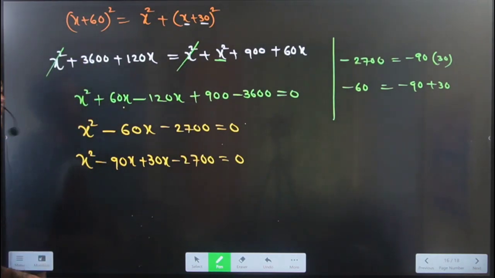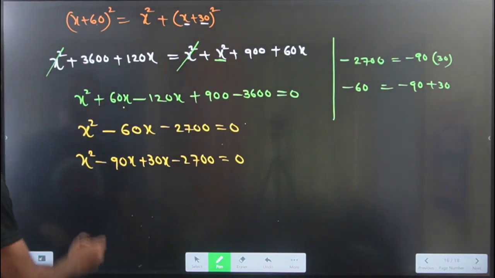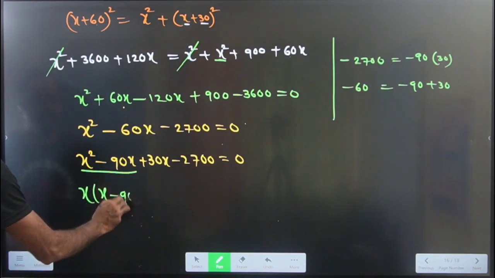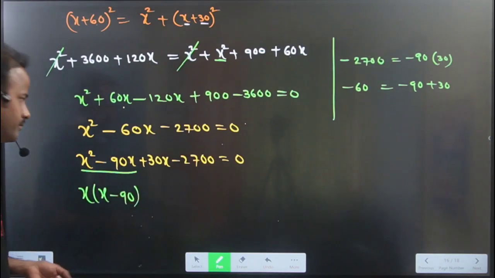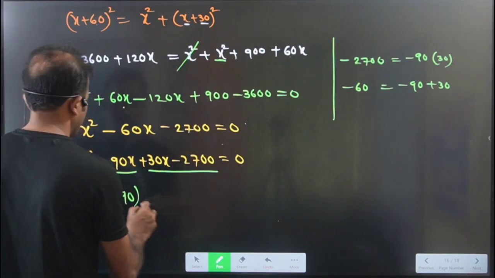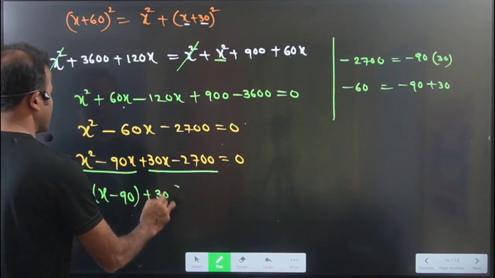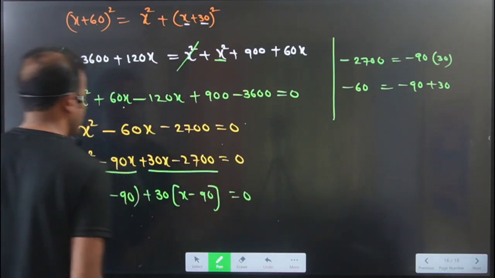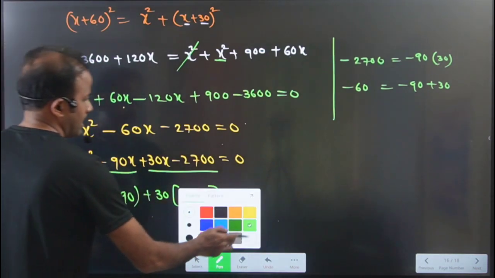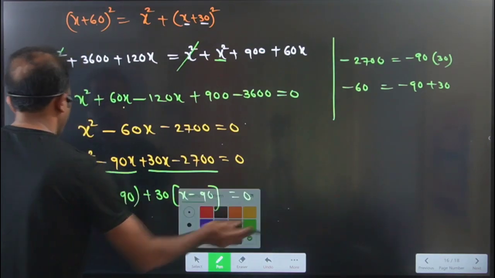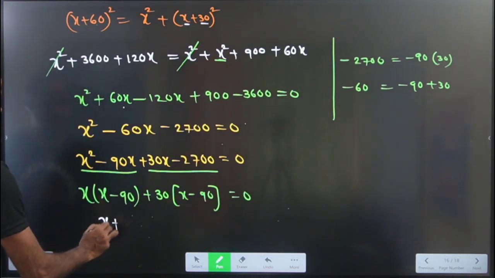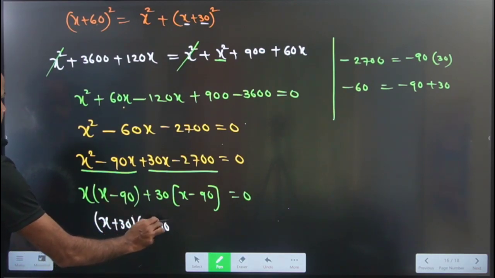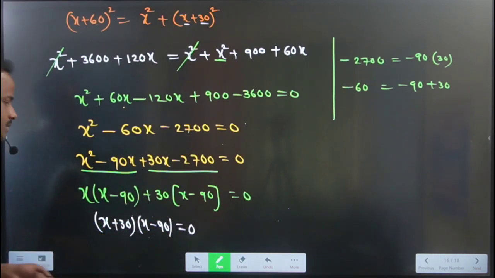Now what you have to do is, from the first two terms you take x as common. So this you will get here x minus 90. From the next two terms you take 30 as common. So this you can write x minus 90, which is equal to 0. And finally you can write like this, x plus 30 into x minus 90, which is equal to 0.